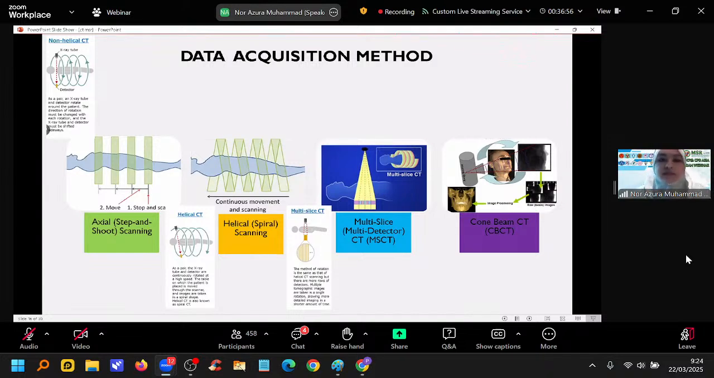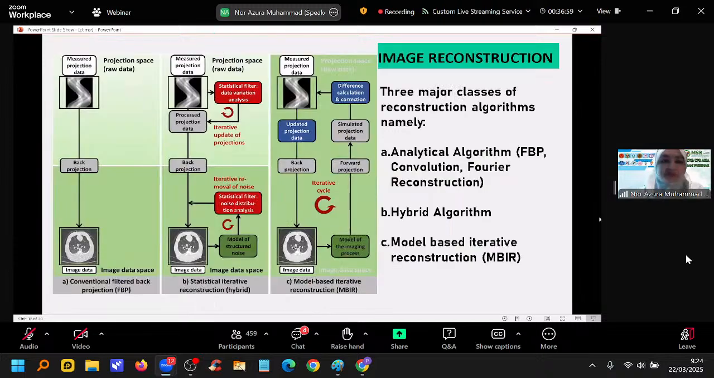All right. So the next process for image formation is image reconstruction. Image reconstruction in CT is the process of turning the raw X-ray data collected by the CT scanner into the detailed image we see on the screen. There are 3 major classes of reconstruction algorithm. First we have the analytical algorithm, also called filtered back projection. This type is like projecting shadows from different angles and combining them to see the full picture.